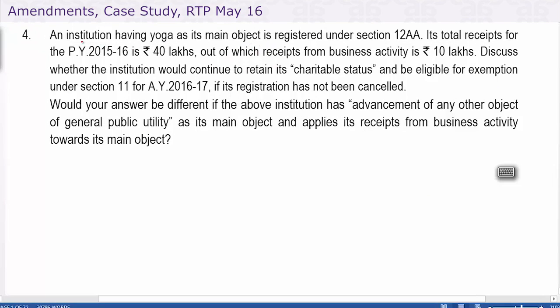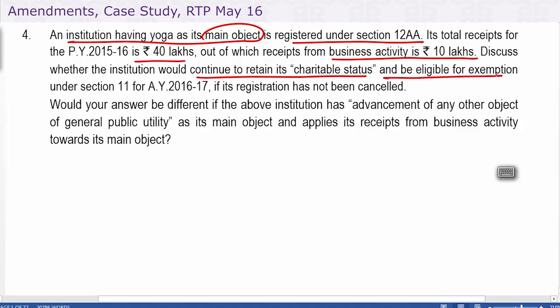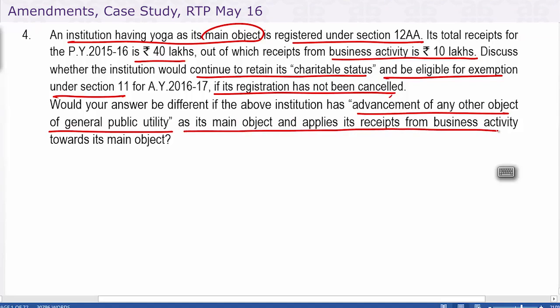He says, an institution having yoga as its main object is registered under 12AA. Its total receipts are 40 lakhs, out of which receipts from business activity is 10 lakhs. Discuss whether the institution would continue to retain its charitable status and be eligible for exemption under section 11 if its registration has not been cancelled. Would your answer be different if the above institution has advancement of any other object of general public utility as its main object and applies its receipts from business activity towards its main object?